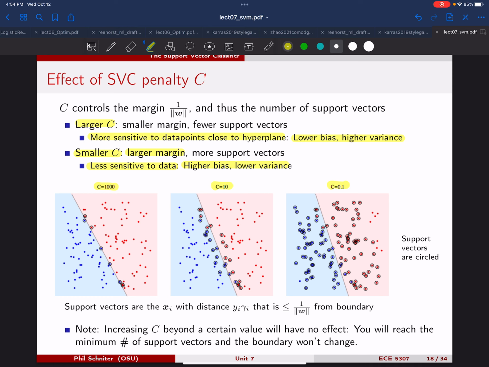Okay, all right. Is this making sense? It's probably the most complicated mathematical day of the term, I think, some of these ideas. Any other questions on support vector classifier?